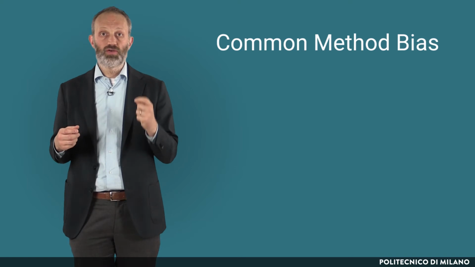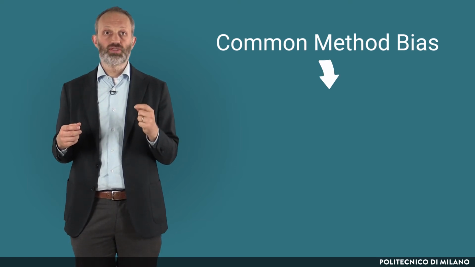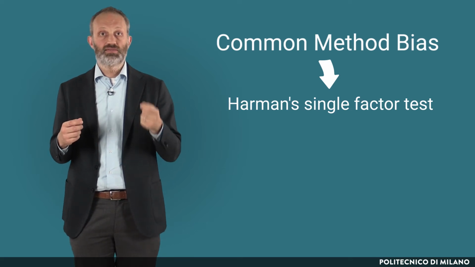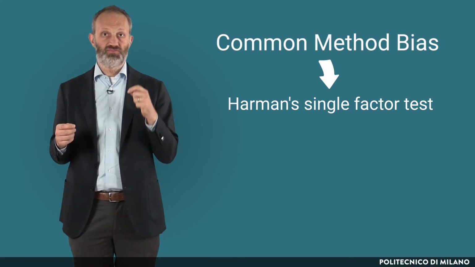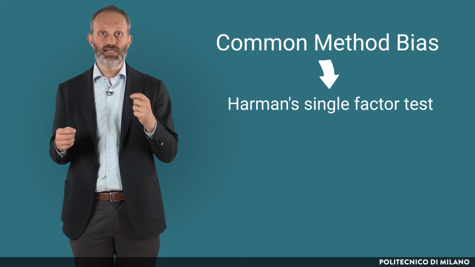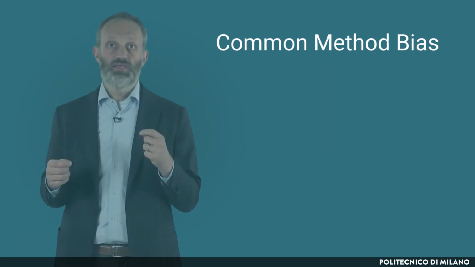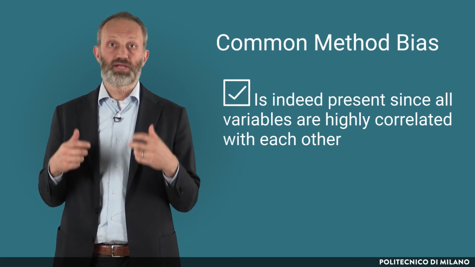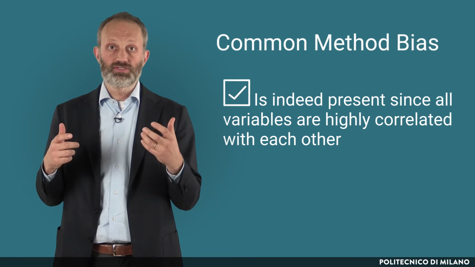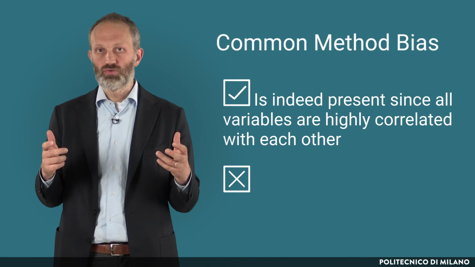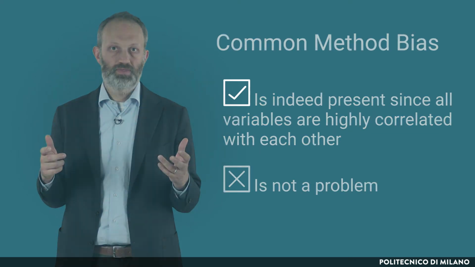The most common way of doing this is the so-called Harman's single factor test, which consists in testing whether the majority of the variance of all variables in our survey can be explained by a single latent factor. If this is true, it means that common method bias is indeed present, since all variables are highly correlated with each other. If not, we can conclude that this is not a problem.